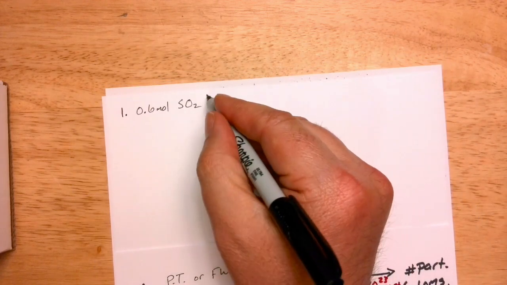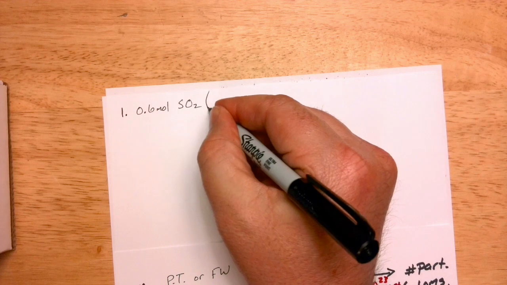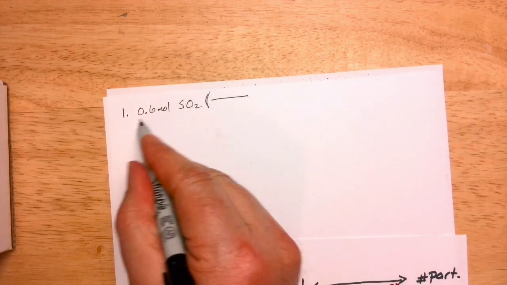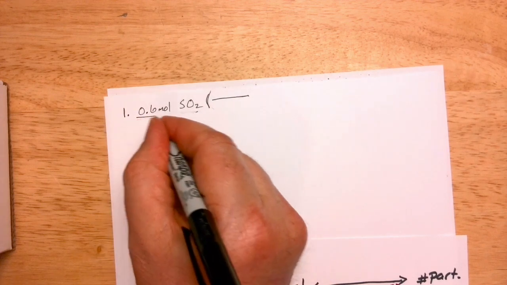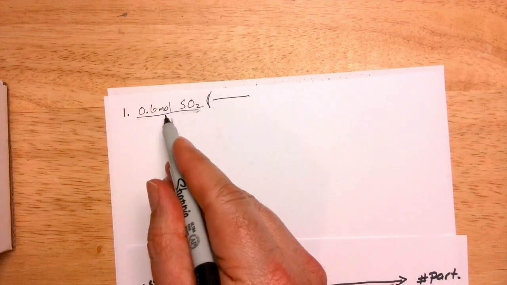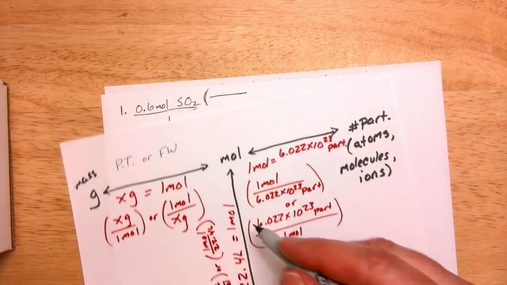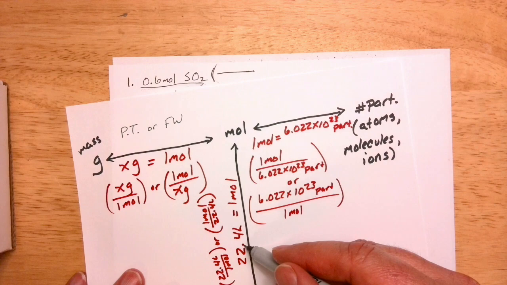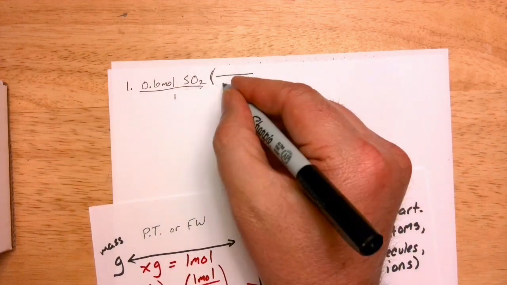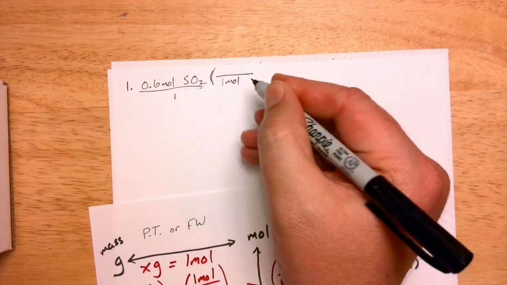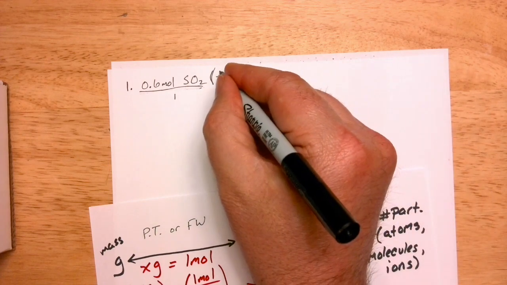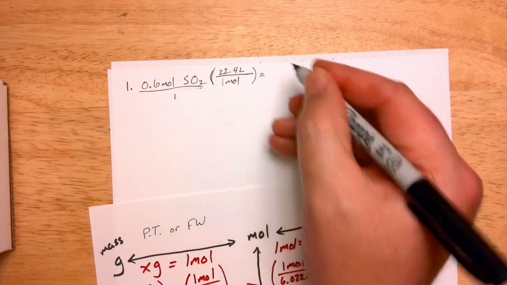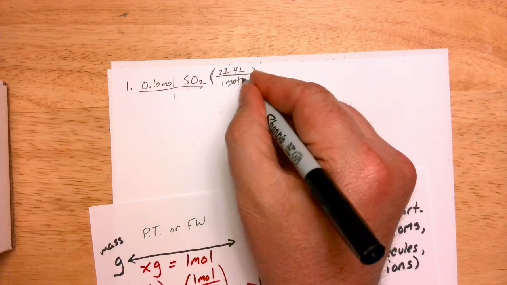So open up a set of parentheses. Now, since I have moles, I'm going to get a new pen here. All this is over 1. I got moles. 1 mole is equal to 22.4 liters. So moles is on top, I need to put moles on the bottom to cancel it out. And then on top, I'm going to have 22.4 liters. This way, moles will cancel out.